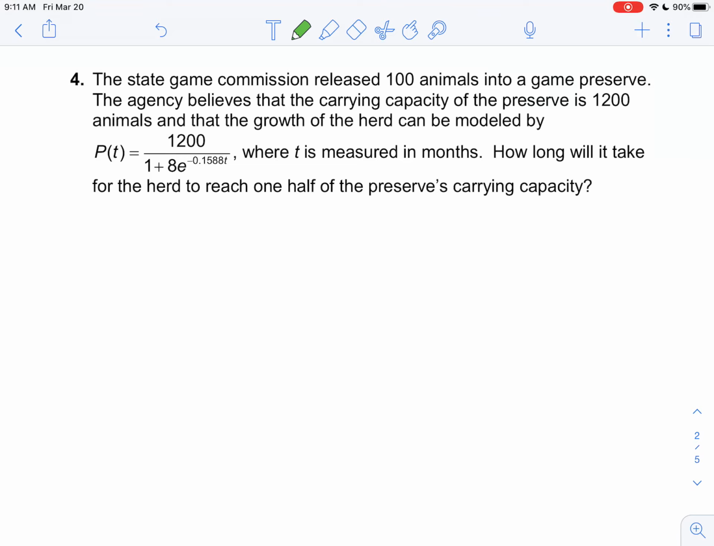So we have the model here. Now we're trying to get the model to reach 1/2 of the carrying capacity. And if we read it, we see the carrying capacity is 1,200. So we're trying to get the population to achieve half of that. So here's the equation that we're trying to solve.